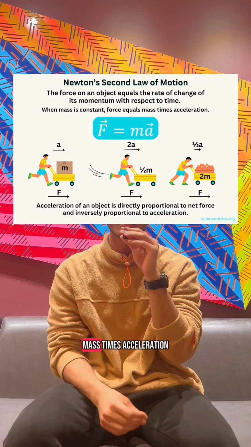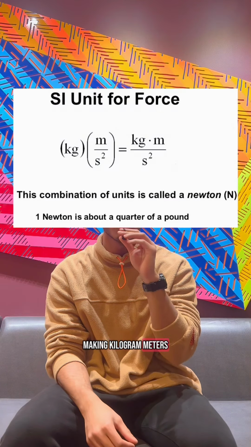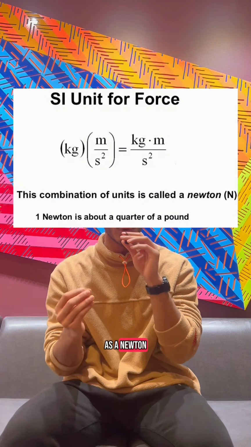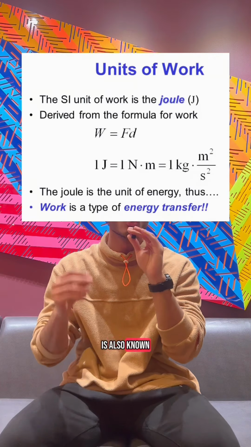First, starting off with kinematics, we have force is equal to mass times acceleration. Mass is in kilograms and acceleration is in meters per second squared, making kilogram meters per second squared, which is known as a newton. Next up is work, which is equal to force times distance. We just covered force, so work is equal to kilogram meters squared per second squared. This is a newton meter, which is also known as a joule.